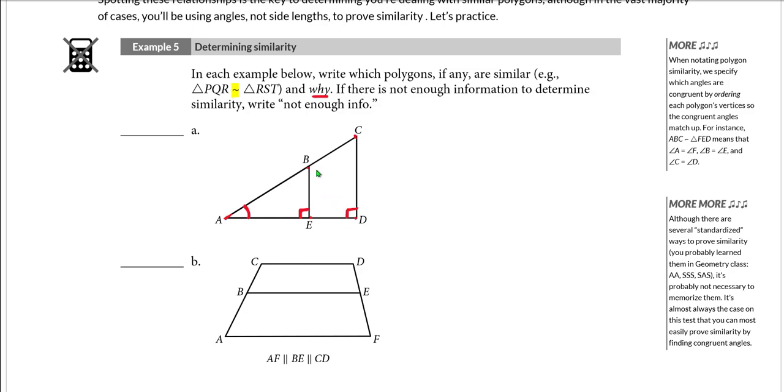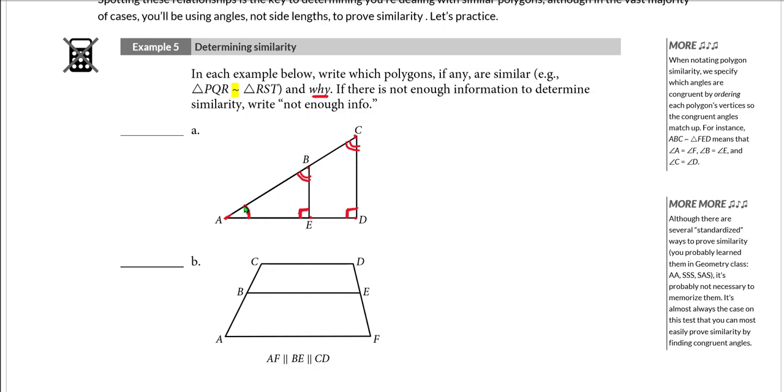Some of you may have learned something called the no choice theorem in geometry. What that's all about is that if two triangles share two angles that are congruent to each other, then there's no choice but for the third angle to also be congruent. If you understand that intuitively, great. You can also do it by throwing in numbers.